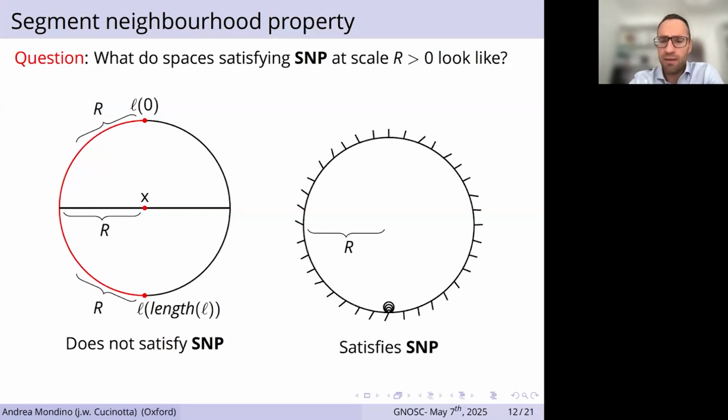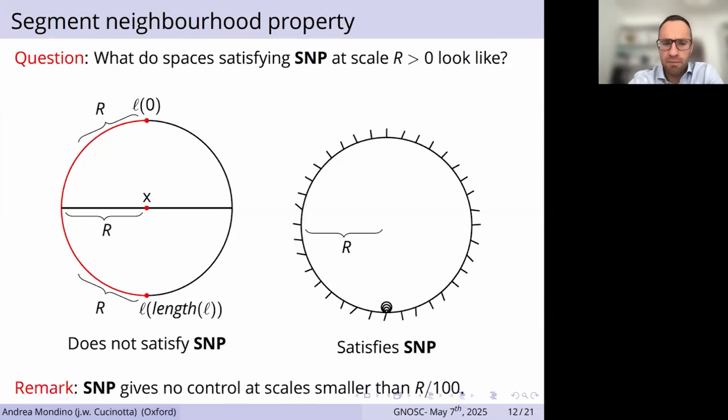A space which does satisfy the segment neighborhood property is instead, say, an S^1 of radius R. We can add some small hairs, some small spikes. They must not be too long. And we can also add some crazy topology, but at small scales. So this space does satisfy the segment neighborhood property. Observe that this property gives some control on large scales, say, of scale larger than 2R, but gives no control on small scales, say, smaller than R over 100. So we can have a lot of topology which is hidden at small scales.